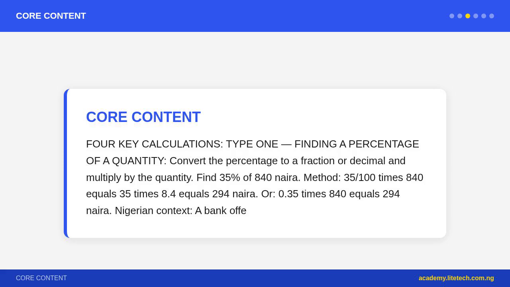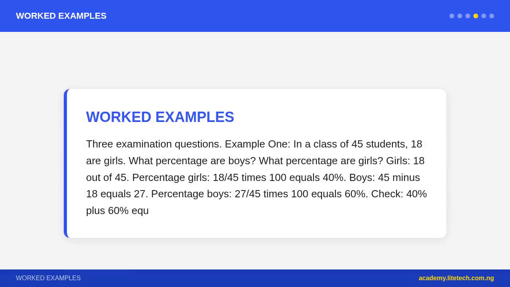Type 4: Value Added Tax (VAT) and discount. VAT is currently 7.5% in Nigeria. It is added to the original price. A laptop costs 200,000 Nigerian naira before VAT. VAT amount: 7.5% of 200,000 equals 0.075 times 200,000 equals 15,000 Nigerian naira. Total cost: 200,000 plus 15,000 equals 215,000 Nigerian naira.